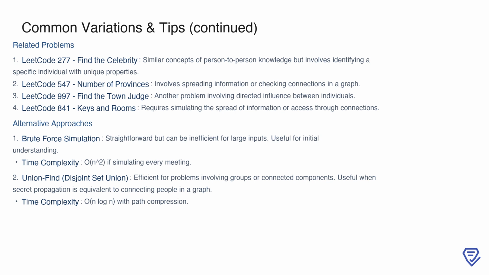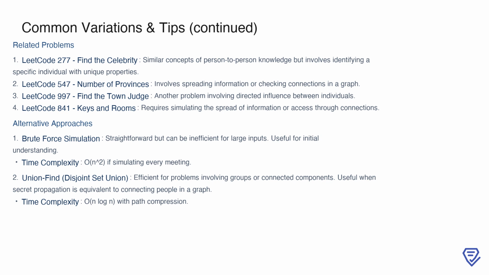As for alternative approaches, brute force simulation is a good starting point to understand the problem and verify initial logic. However, it's inefficient for larger inputs, typically running at O(n squared) time complexity. A more advanced alternative is the union find or disjoint set union approach. This is highly efficient for scenarios where the problem boils down to grouping people into connected components. By using path compression, you can achieve a time complexity of O(n log n), making it suitable for larger datasets.